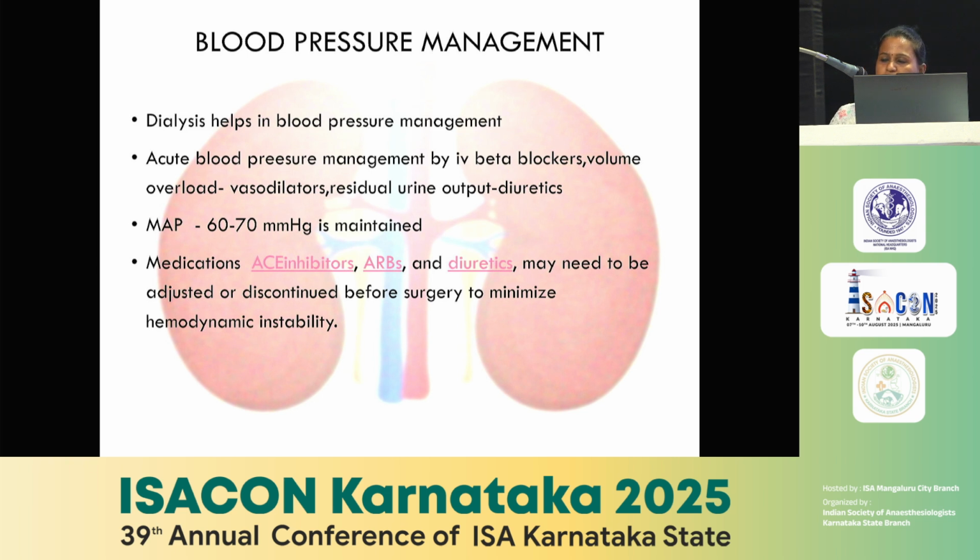Vasodilators like NTG can be considered, and those patients with residual urine output, diuretics can be given. Medications like ACE inhibitors, ARBs, and diuretics may need to be adjusted or discontinued before the surgery to minimize hemodynamic instability. Mean arterial pressure of 60 to 70 mm of mercury is maintained.